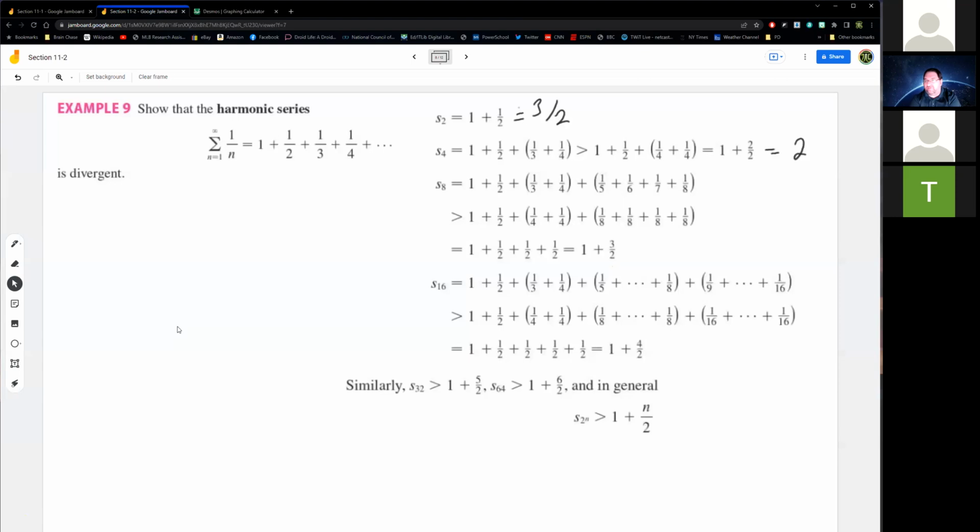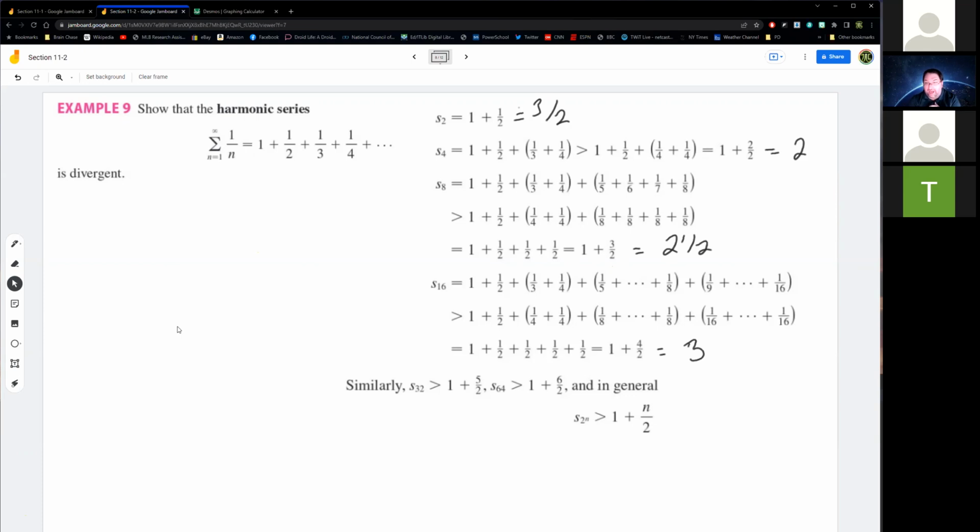Then they go to S8, then they do the first 8 terms, and they do the same thing again. And what happens is this is going to be greater than 2.5. And then the next one is going to be greater than 3. So notice how each of those values, that number is continuously going up. It's literally going up by 1/2 every time.